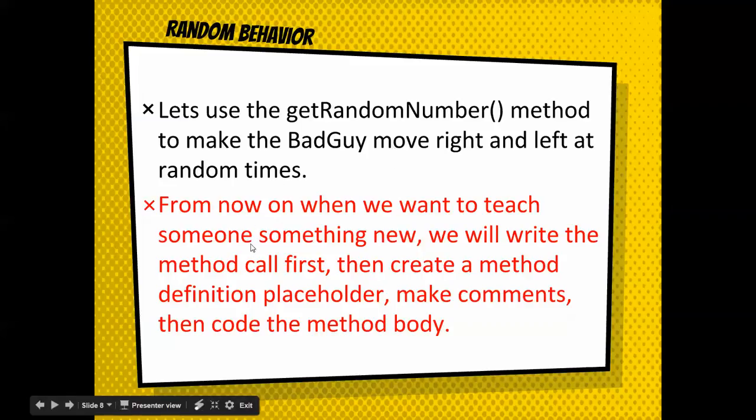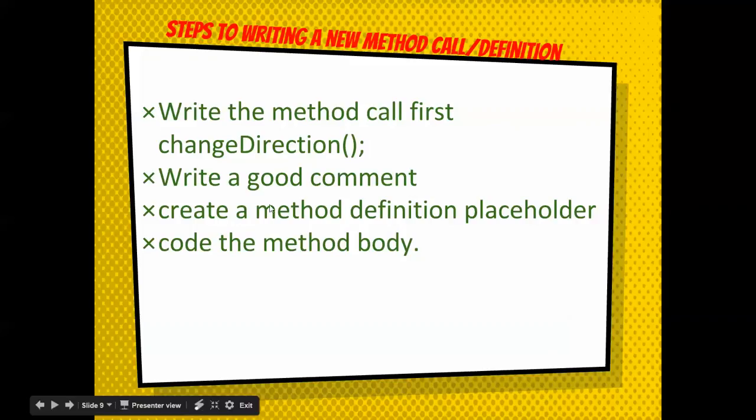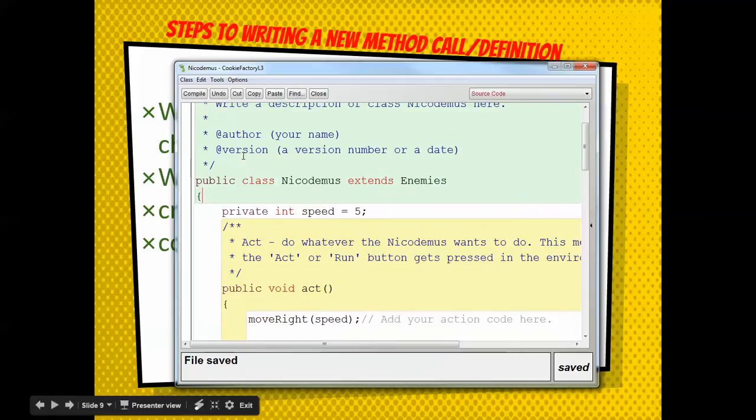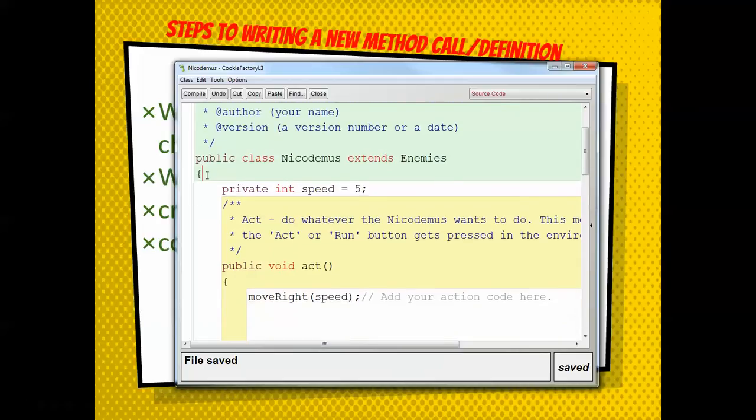All right, now write this down. From now on, when we want to teach someone or a class something new, number 1, we write the method call first. Number 2, create a method definition placeholder. Number 3, make comments. And then finally, when we're ready, we write the code. Okay, so let's go ahead and do this to give random movement to our guy. So look, we're going to open up our bad guy. My guy's name is Nicodemus. And again, you're going to hit enter right after your public class Nicodemus or whatever your bad guy's name is, and then you're going to say private int speed equals 5.